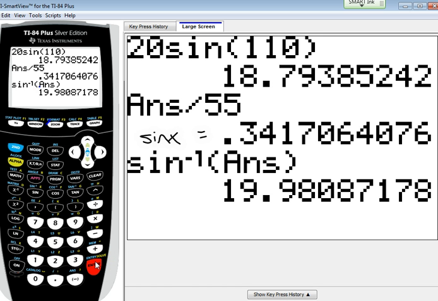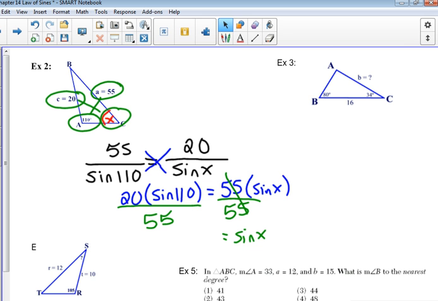I just put 20. Is it always the nearest 10? No, it doesn't. This one doesn't specify, so you can go to your whole number if you want to. Because we divide by 55 with sine x, the only way to get that in degrees is to use your second function, the inverse sine of the answer. Whenever you're missing your degrees, you always use that. So this one, you guys got x is about 20?